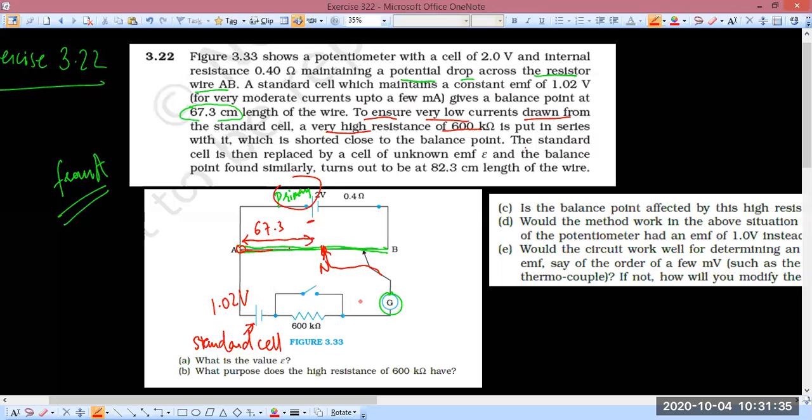Yeah, so let's continue. So this 600 kilo ohm is put in series with it, which is shorted close to the balance point. Okay, so what that means is when we are sliding this jockey and we feel that now the needle of galvanometer is very close to zero, at that time we will disconnect this resistance by closing this wire. So whatever current flows will flow directly this way. Did you understand? It will bypass the resistance.